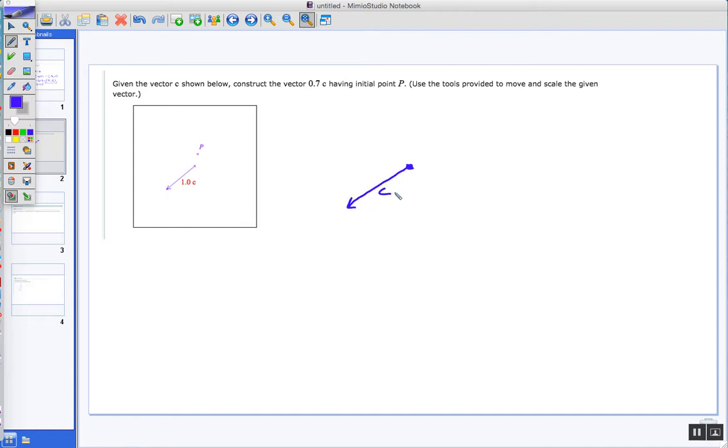So if we have this vector that is c units long, or 1c units long, a vector 0.7 of that starting at the same place would be right about there, because that's about 7/10. So we are just multiplying that vector by a scalar of 0.7. So similarly, if we wanted a vector that was 2 times c, starting in the same initial point, we would just create a vector 2 times that length.